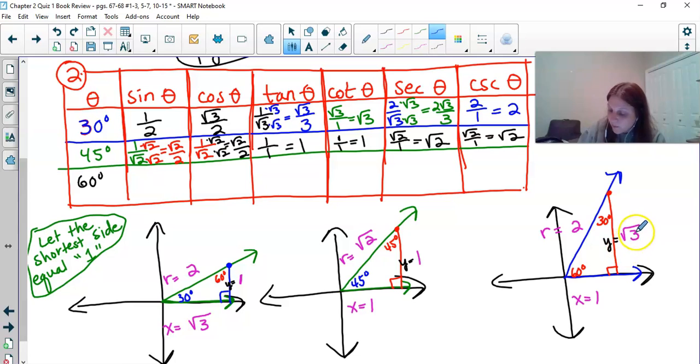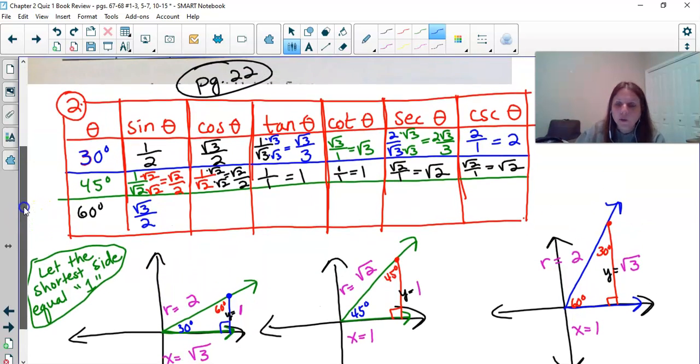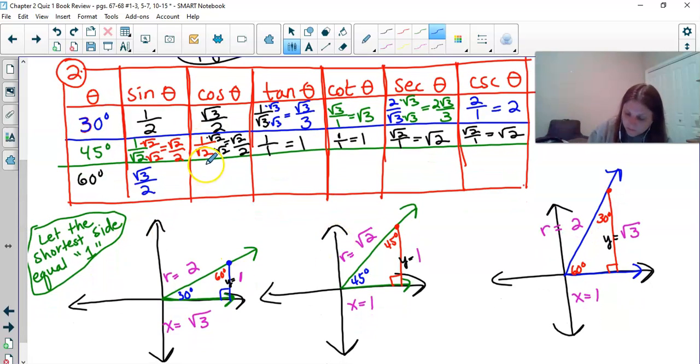So 60 degrees, we've got y over r, square root of 3 over 2. The cosine is the x over r. If you have forgotten these ratios, feel free to look at page 22. That's where those trig ratios are. So x over r, and the tangent is the y over the x. The other three are going to be the reciprocals.